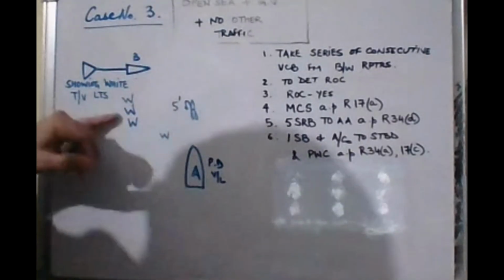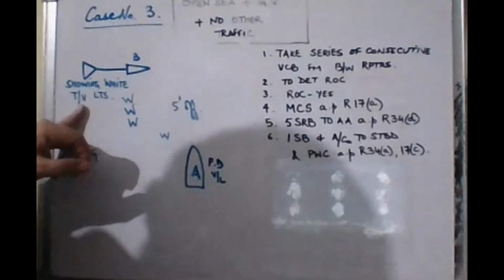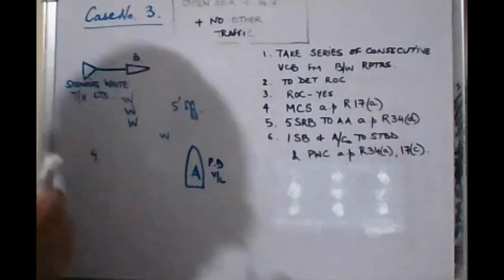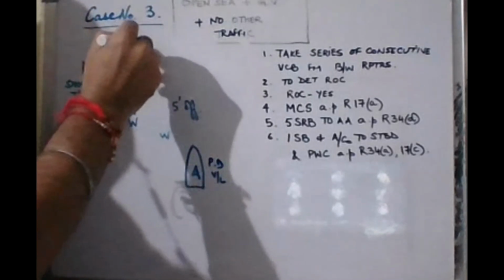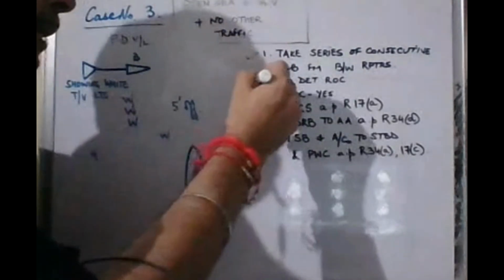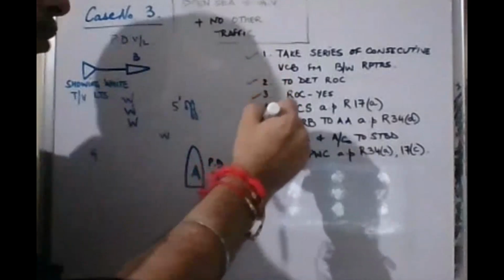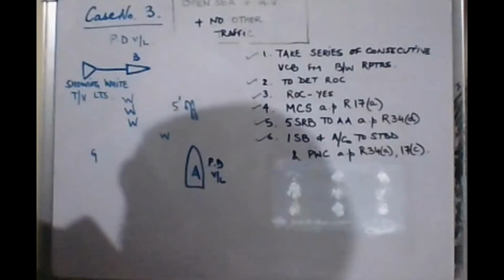So when she is showing you these lights, the white towing vessel lights, then she is to be treated like a normal power-driven vessel. And so therefore, her actions will remain the same. Case number 2 and case number 3 is identical. No change.